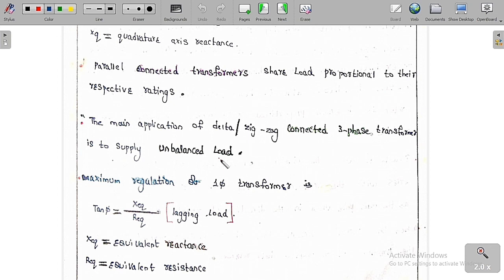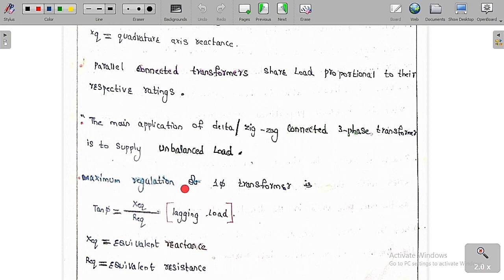So it is always going to connect an unbalanced load. It is going to give a supply to the unbalanced load. So this is the basic principle or main agenda of this delta zigzag connected three-phase transformer. It is always going to give a supply to the unbalanced load.